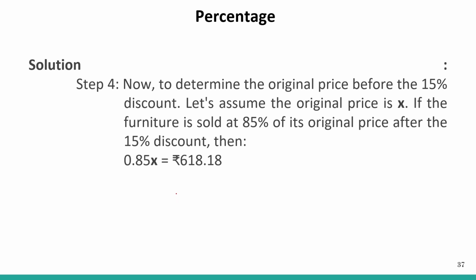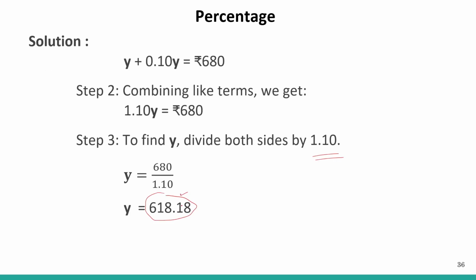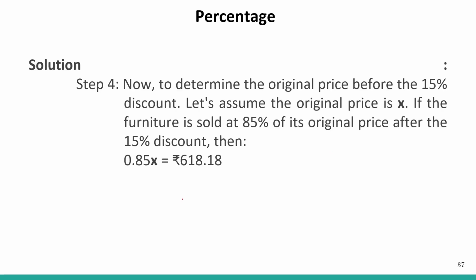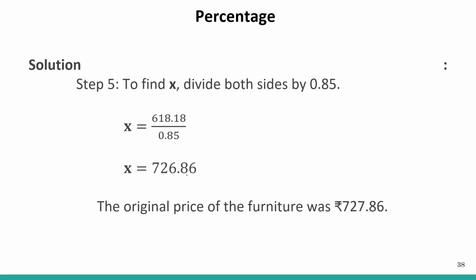So this is the price before sales tax, but after discount. Now determine the original price before the 15% discount. Let's assume the original price is X. If the furniture is sold at 85% of its original price after the 15% discount, then 0.85x is equal to this value. To find X, we divide both sides by 0.85, which gives 726.86. So X is equal to 726.86. The original price of the furniture was 727.86.